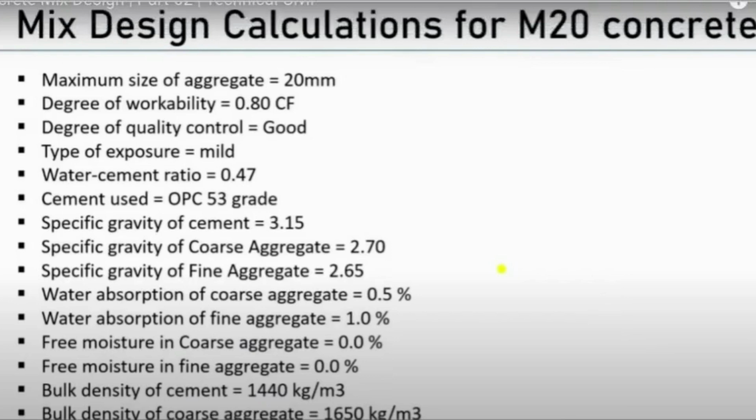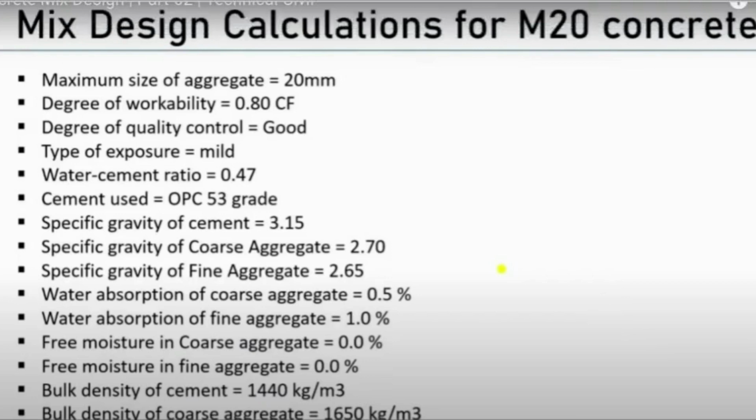Volume of cement equals mass by density. Mass is 395.75 divided by density, which is specific gravity into 1000, that is 3.15 into 1000, given in the question. This is 0.126 meter cube. Similarly, the volume of water equals 186 divided by 1000, which is 0.186 meter cube. So the volume of total aggregate, sand plus coarse aggregate, equals 1 minus 0.126 minus 0.186, which equals 0.688 meter cube. Here the volume of coarse aggregate is 0.62 of the volume of total aggregate.